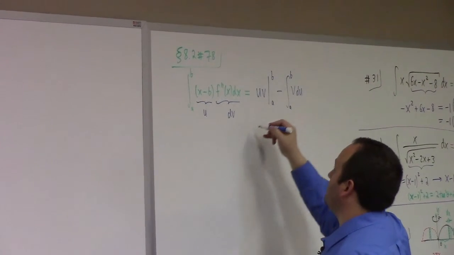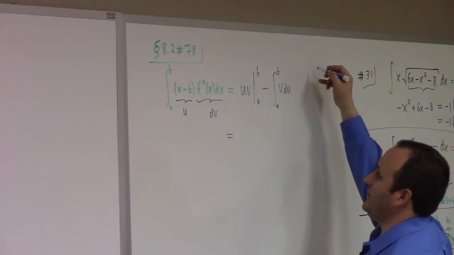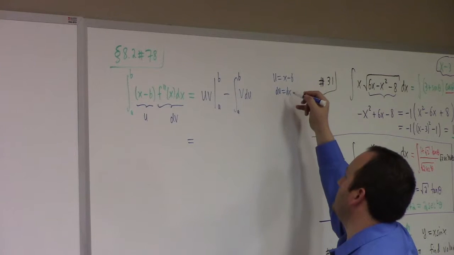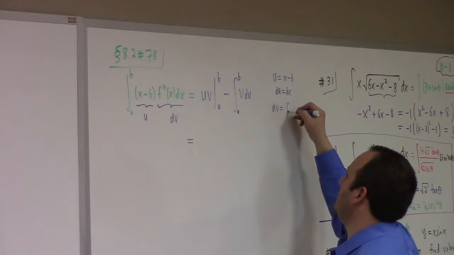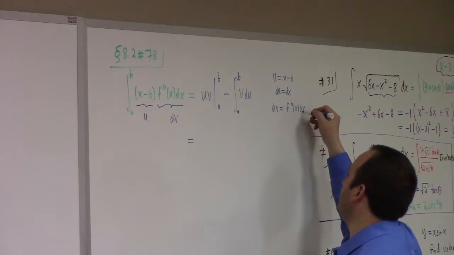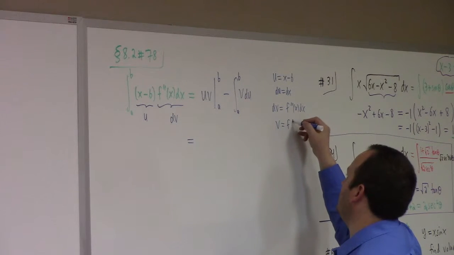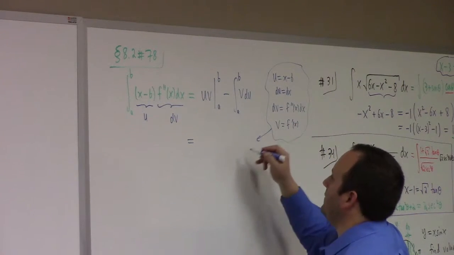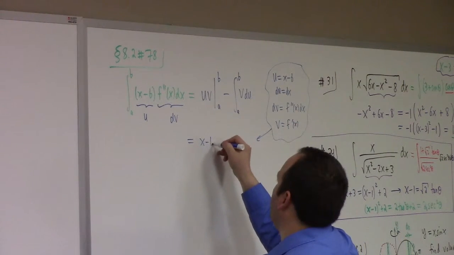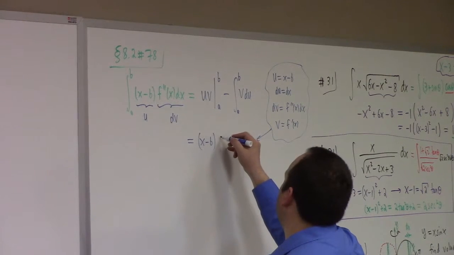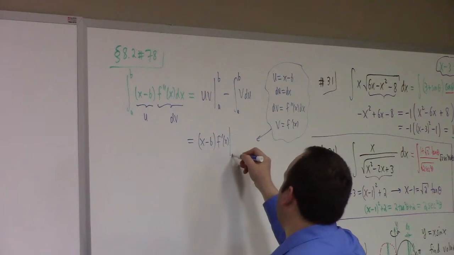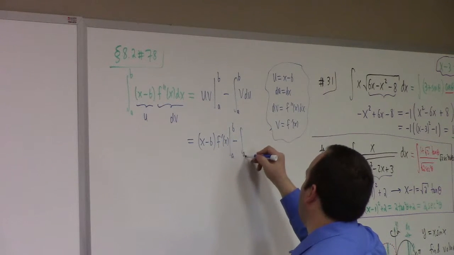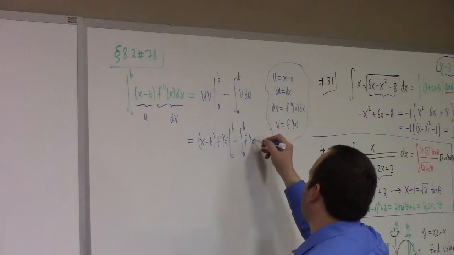So what do I have? I've got u equal to x minus b, so du is equal to dx. dv is f double prime of x dx. So what's v? Yeah, just f prime of x. So what we have then is (x minus b) times f prime of x evaluated from a to b, minus the integral from a to b of f prime of x dx.